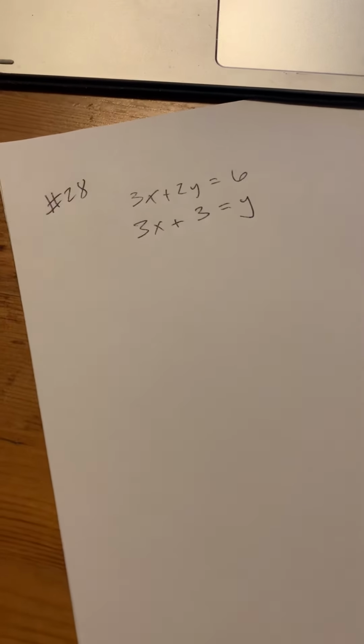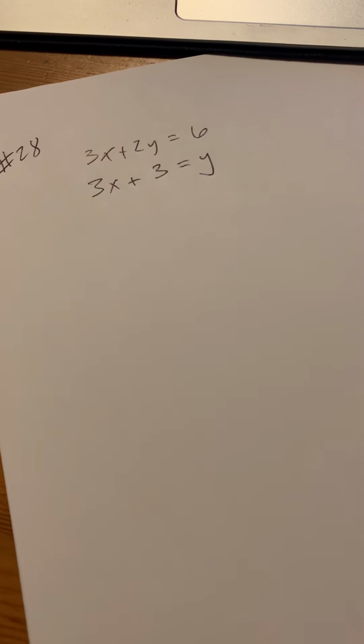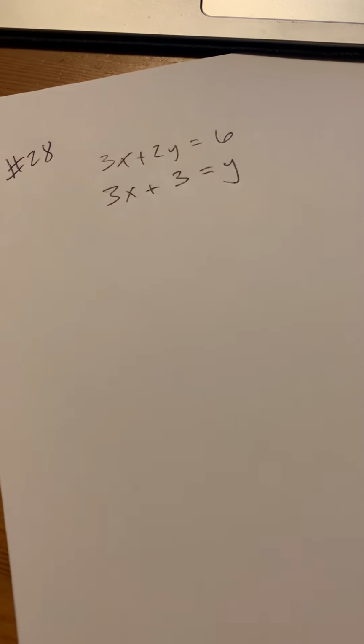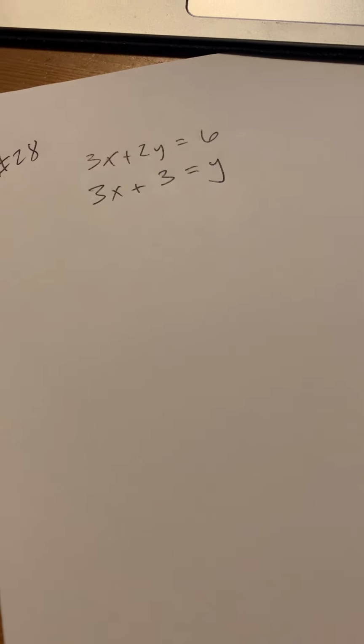Sorry it took me so long to get this to you, but here's the problem I think you're talking about. We have the following system. The top equation is 3x plus 2y equals 6, and the bottom one is 3x plus 3 equals y.